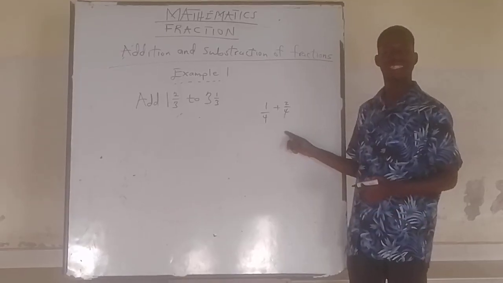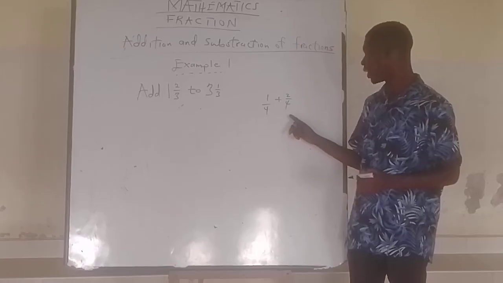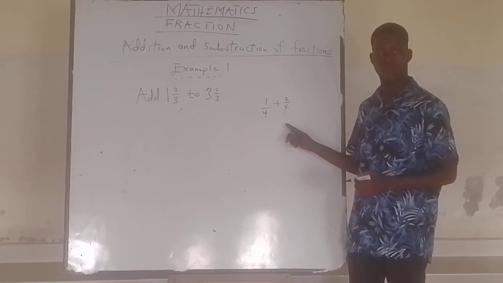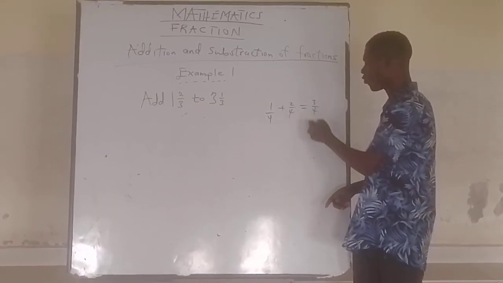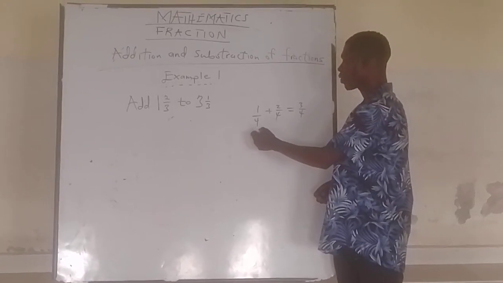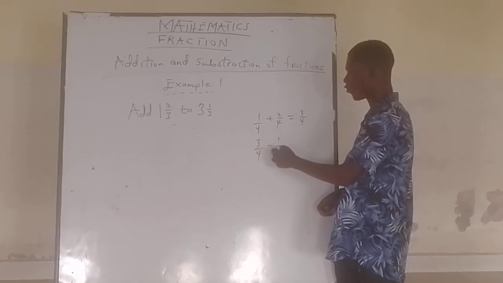It means they have the same denominator. The denominator is 4. So you can just deal with the operation sign, which is plus. So it equals 3 over 4. Right? Yes. Or if you have 3 over 4 minus 1 over 4.